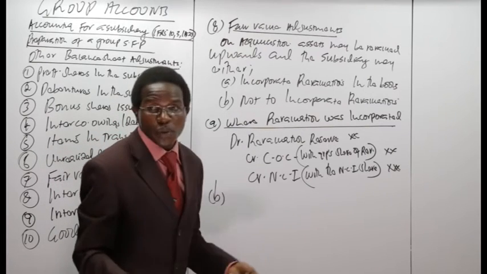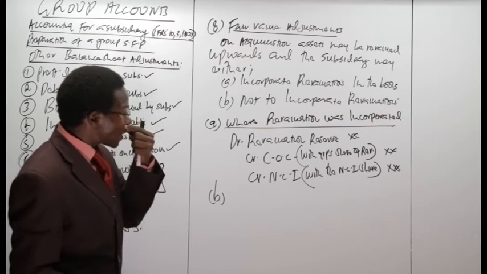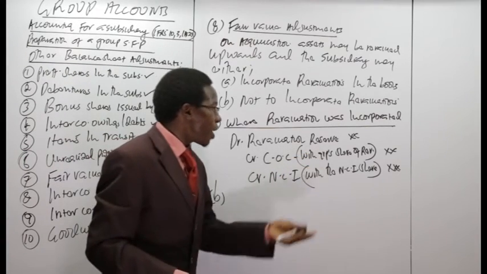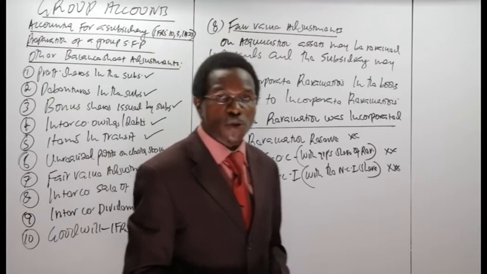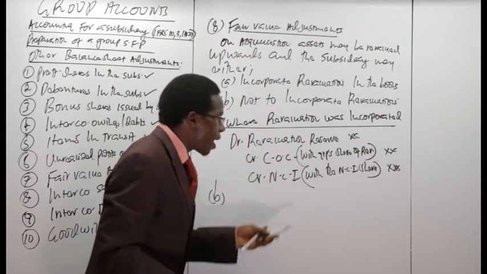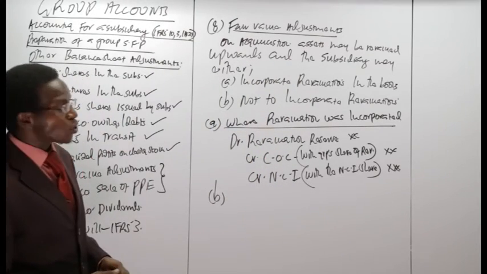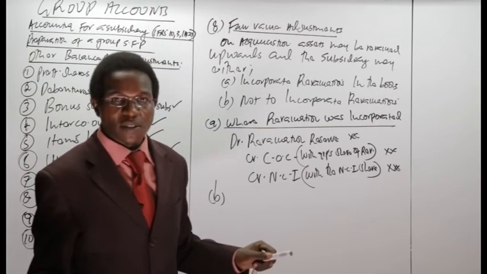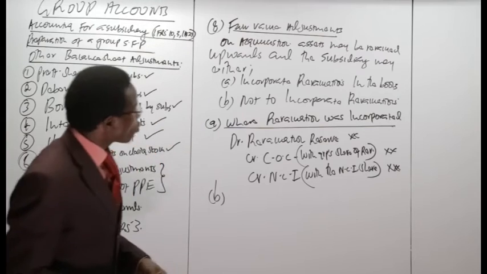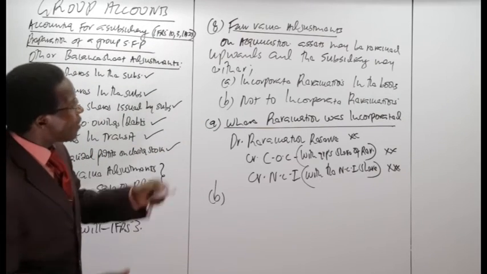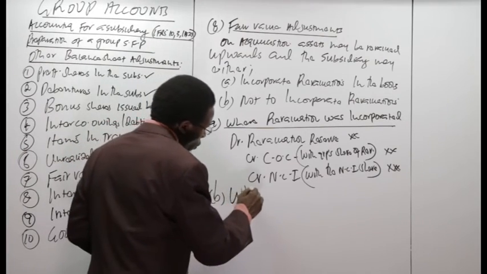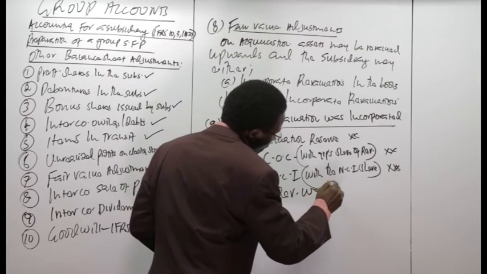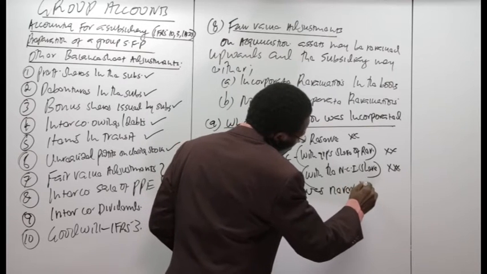That's what you do. You recognize it as a pre-acquisition item, and the group share will be credited to the cost of control, while the NCI share will be credited to non-controlling interest account, and that will be all, nothing else. But in a case where revaluation was never incorporated.